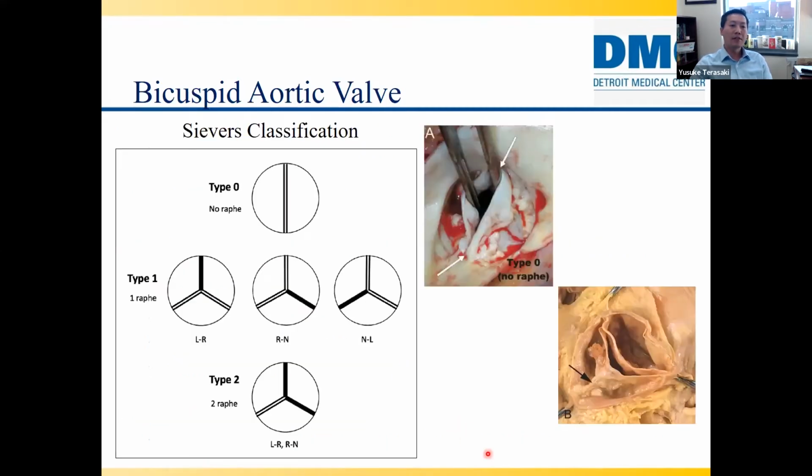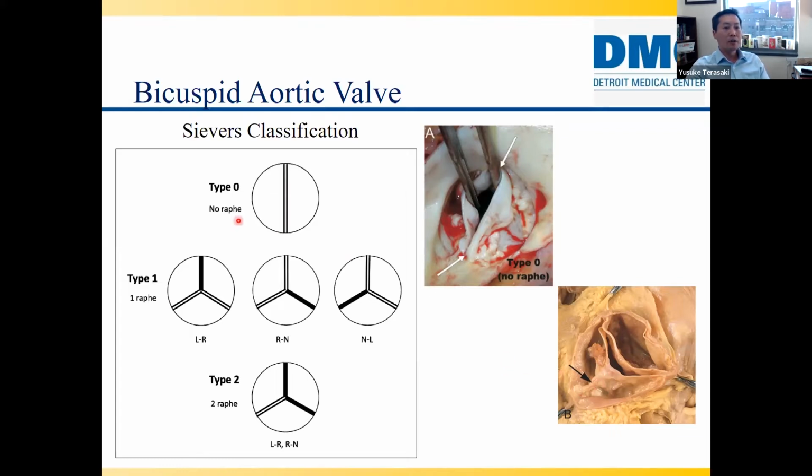So how do we classify bicuspid aortic valves? Well, we classify with the system called the Sievers Classification, which basically uses the number of raphes that are present in the bicuspid valve. Now, raphes are basically the fusion of the 2 leaflets together. So as you can see down here below in this photograph, the left and the non-coronary leaflets have fused together in the middle, and this is what the raphe is.